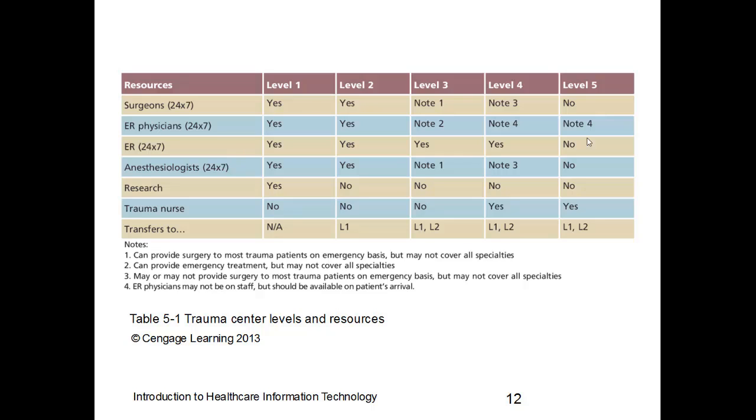Compare that to a level 5, and they don't have surgeons there 24/7. They may be there sometimes, but they may not be. When it comes to emergency room physicians, they may be there, but they may not be on staff at that moment. Their emergency room is not open 24 hours a day. They don't have anesthesiologists there all the time. They don't do research, but they may have a trauma nurse who's there, who's constantly staffing the center. So if there's a large accident or large trauma with multiple injuries, a level 5 would definitely not be used.